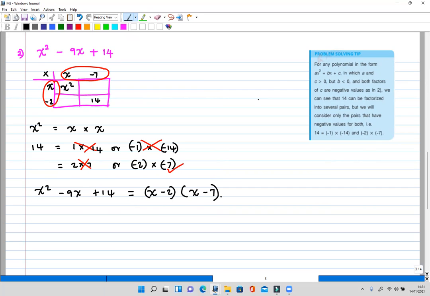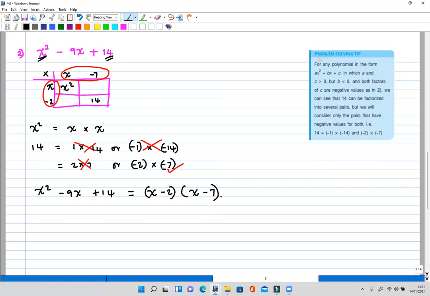Now, what do you notice here? You should see that for any polynomial in the form of ax squared plus bx plus c, in other words, for any quadratic polynomial, in which A and C are greater than 0, A and C are positives, this is what we are talking about. And both factors of C are negative values. You see, both factors of C are negative values.